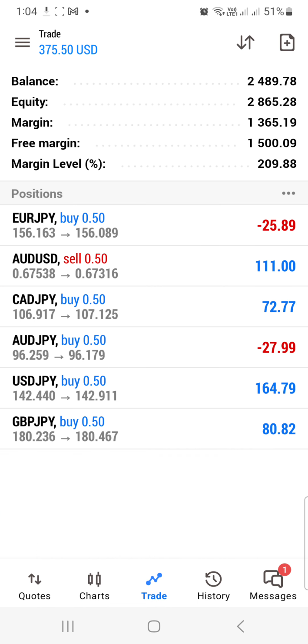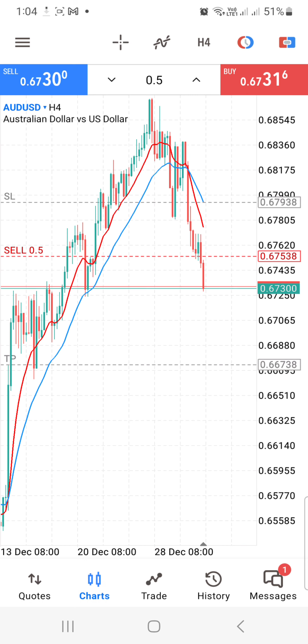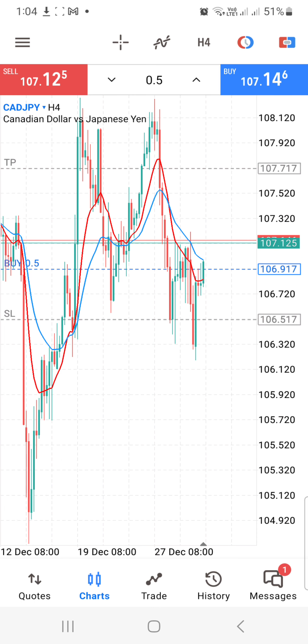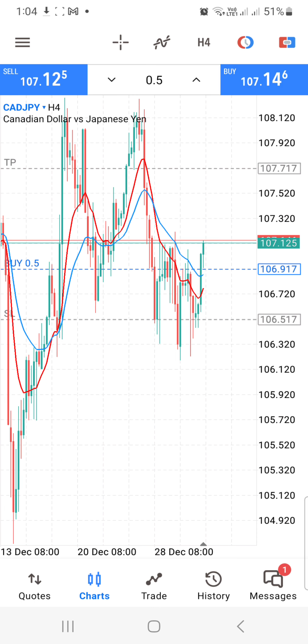So what is happening? Let me see. CAD JPY. Let's see the chart. CAD JPY. I'm not gonna stay long. This is my CAD JPY. It's for a sell, you can see, and this moving average is about to cross.